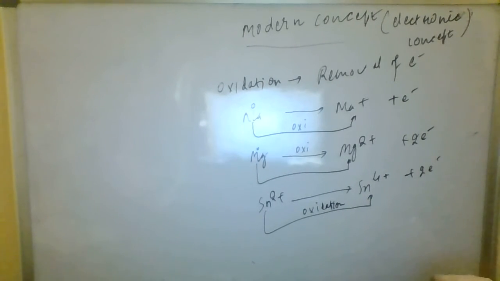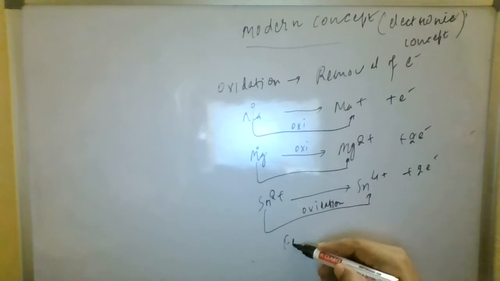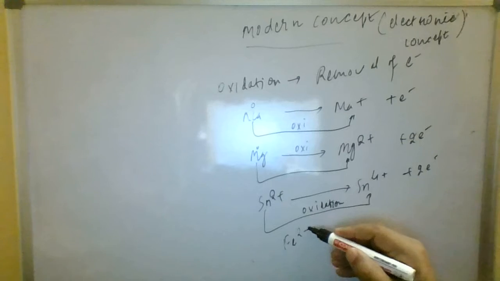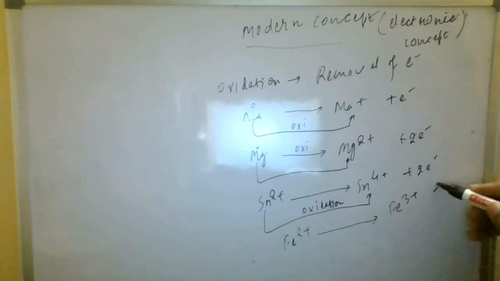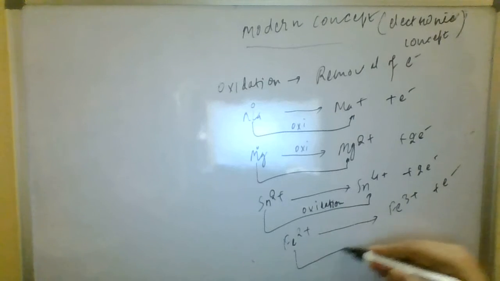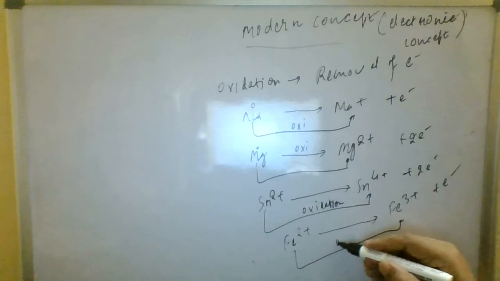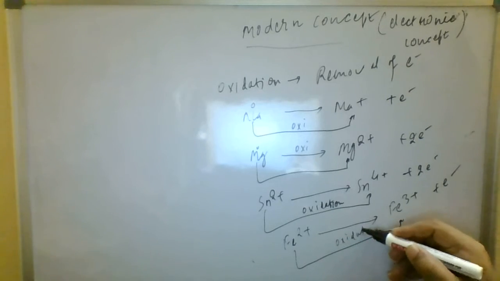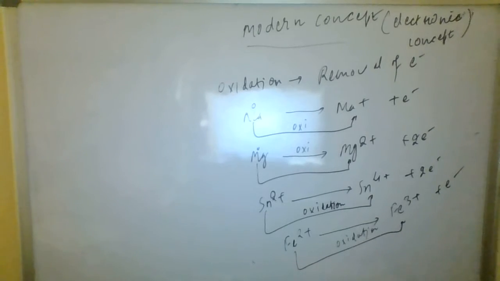So removal of electron is an example of oxidation reaction. Suppose we have Fe2+ converting into Fe3+ by losing 1 electron. Here again there is an increase in oxidation number, 2 to 3. So this is also a case of oxidation reaction. I hope you people are understanding this.